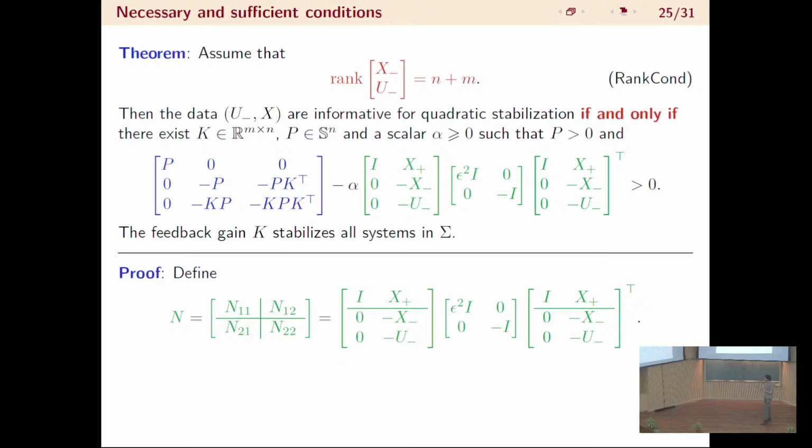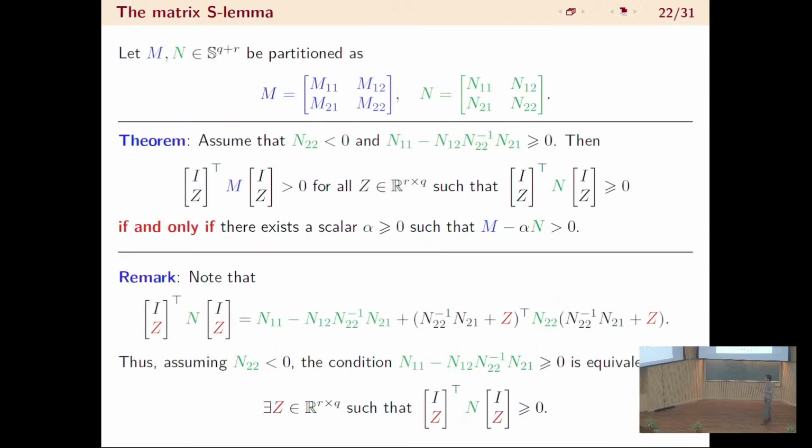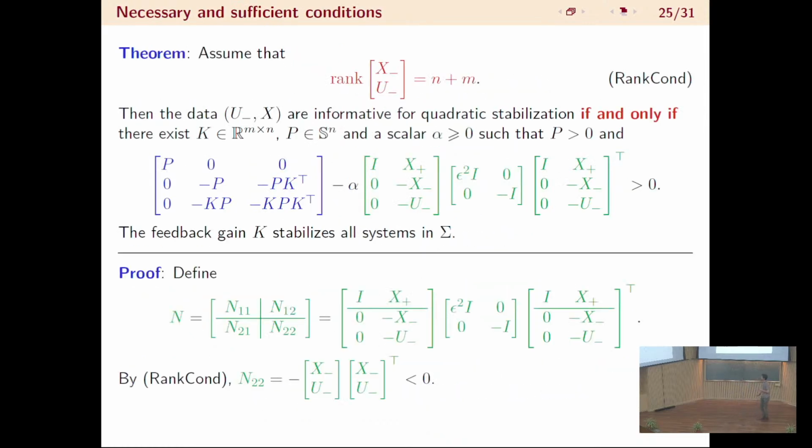Now, for this particular matrix, maybe I can go back one last time. We, of course, need to verify now that N22 is negative definite and the Schur complement is positive semi-definite. Okay, the first claim that I make is that N22 is negative definite because of the rank assumption that we made.